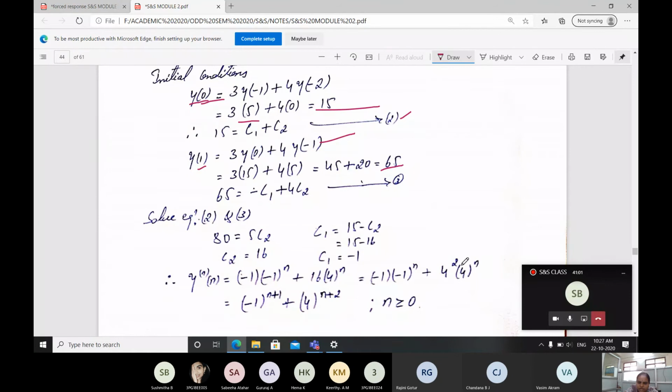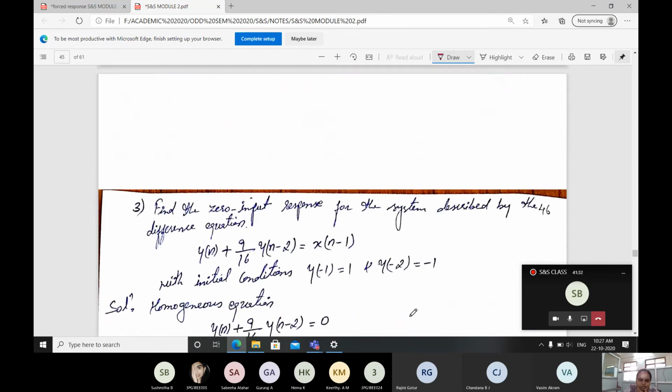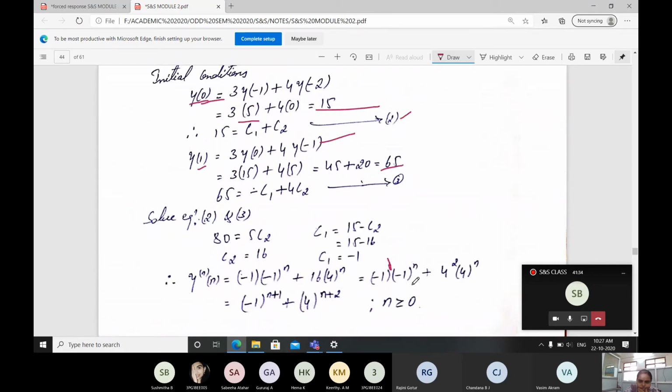16 I can write as 4 square, right? Therefore, 4 square into 4 raised to n. If I write in a simplified manner, what can I write? Minus 1 power n plus 1, because here is 1. When powers are added, it will be n plus 1, plus 4 power n plus 2, where n is greater than or equal to 0. This is one problem. I hope you are getting it. Just go through it once and you will get it.